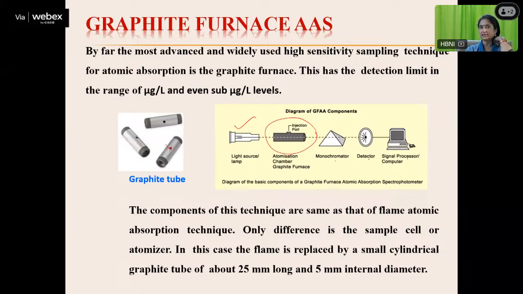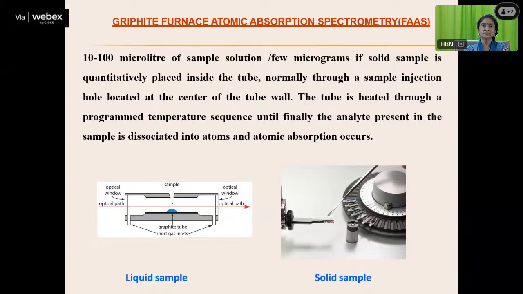The components of this technique are the same as those of flame atomic absorption. The only difference is the sample cell or atomizer. In this case, the flame is replaced by a small cylindrical graphite tube, about 25 millimeter long and 5 millimeter in internal diameter. You can see an expanded picture of this graphite tube. The cross-sectional picture is given here, and here you are going to deposit your sample.